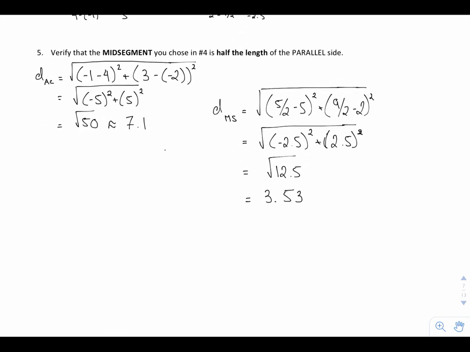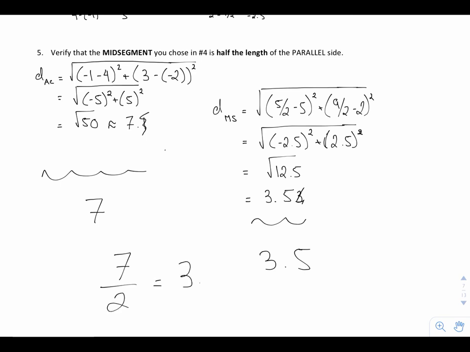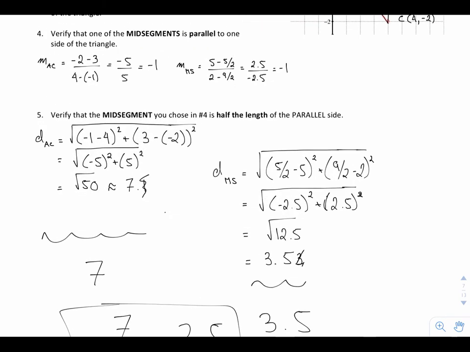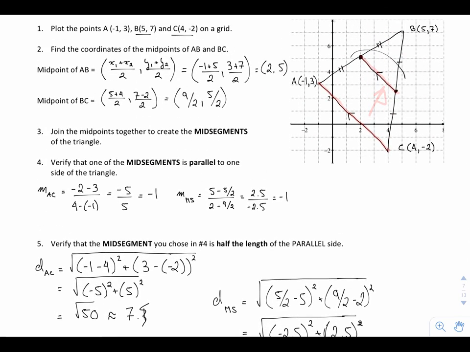And although it's not exact, it's quite close. If I were to round it to 1 decimal place, this side length here will be 7, and this side length here will be 3.5. Lo and behold, 7 divided by 2 is 3.5. And this verifies that the length of my mid-segment is half the length of the parallel side to it.